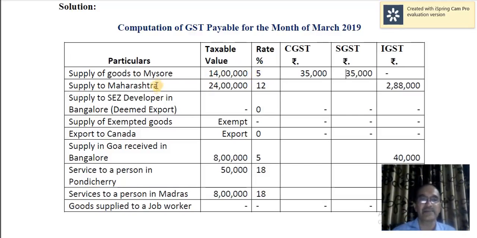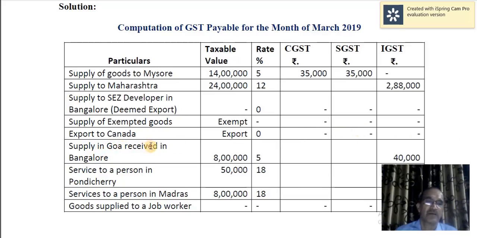Supply to Maharashtra, that is an interstate transaction, so IGST has to be calculated. So 24,000 into 12%, so 2,88,000 IGST. Supply to a special economic zone developer in Bangalore, it is deemed export, so zero rate is applied here, and therefore taxes are nil. Supply of exempted goods, since the goods are exempt from tax, no GST. Then export to Canada, it is zero rated and therefore no tax.